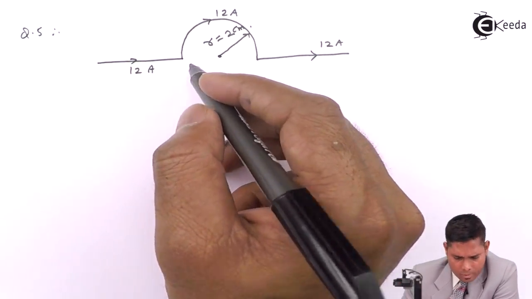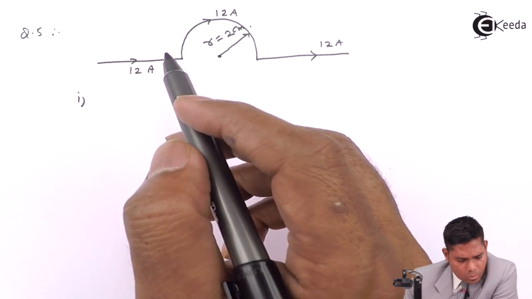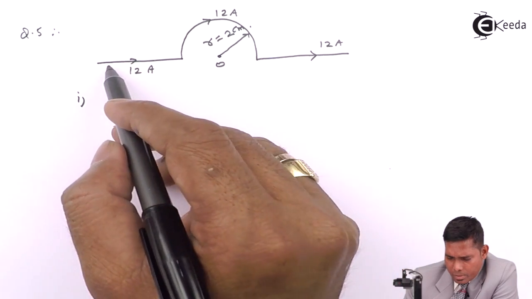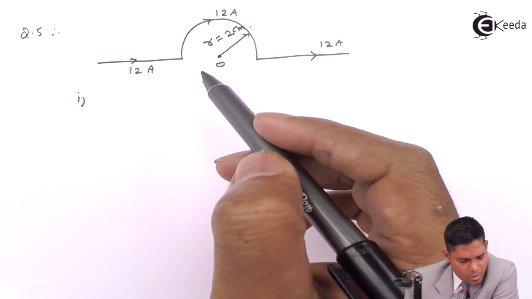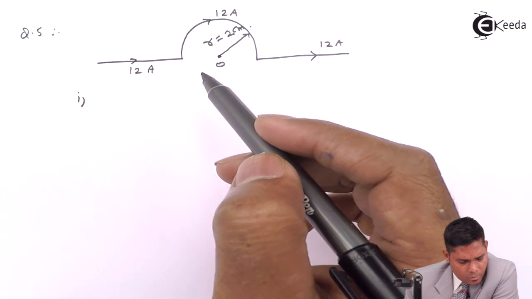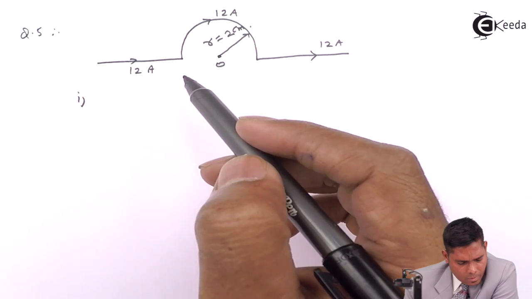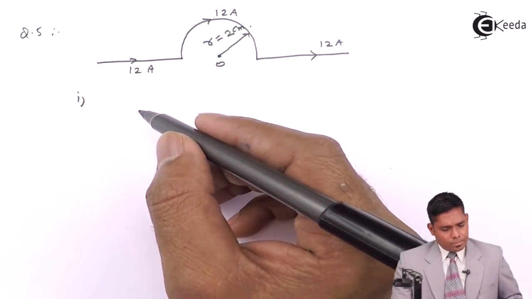We are asked to find the first question. What is the magnetic field at O? That means this point is O. Due to straight segments, what is the magnetic field? In what way does the contribution to B from the semicircle differ from the circular loop? In what way does it resemble? And what will be the answer for the circular loop?